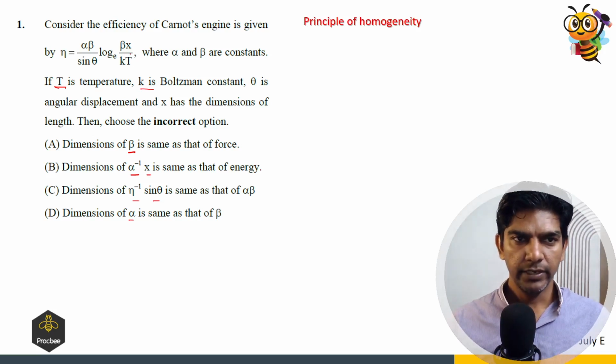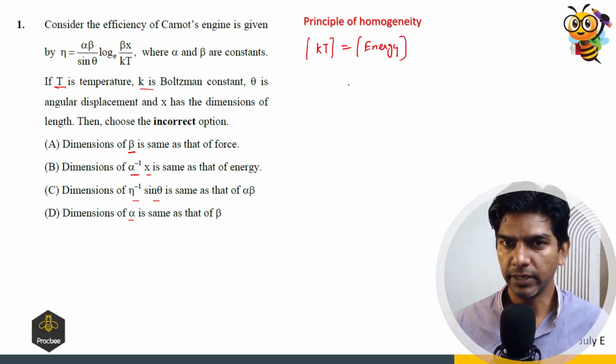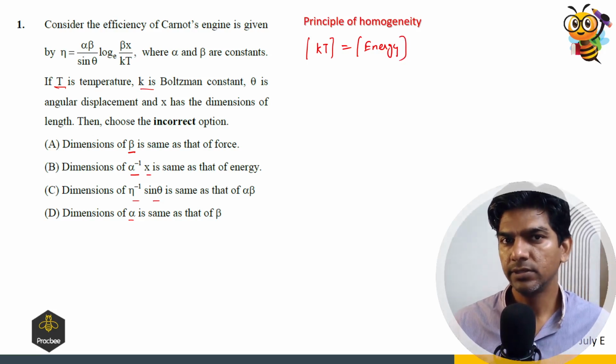Right, so let us find that. First of all, you should remember that the dimension of kT is the same as the dimension of energy, which you have studied in KTG, right? The average kinetic energy is given as 3 by 2 kT. So the dimension of kT will be the same as energy, which is M raised to power 1, L raised to power 2, T raised to power minus 2.